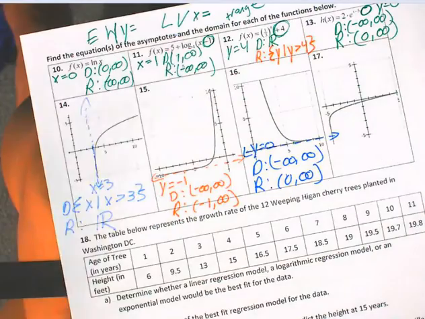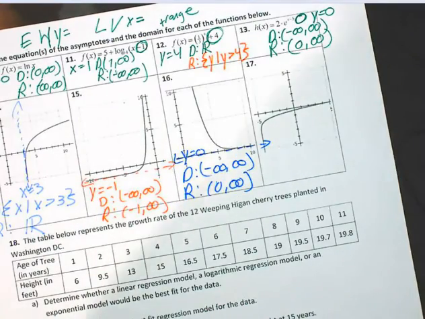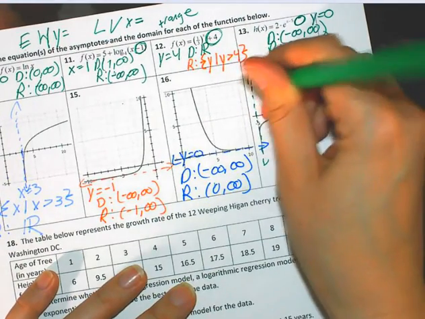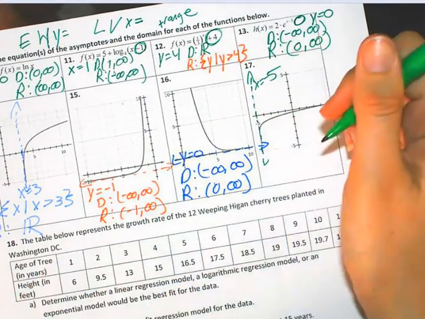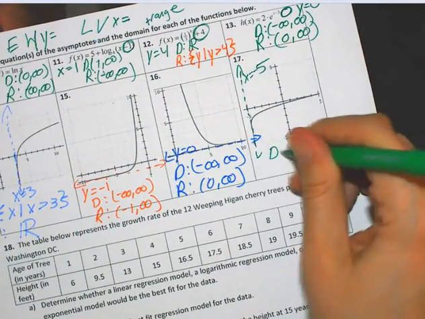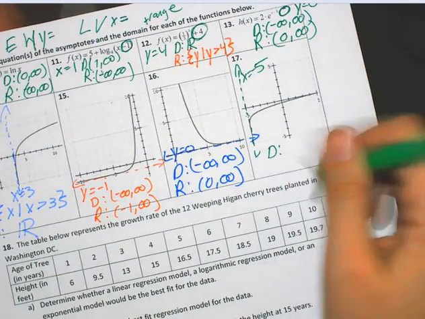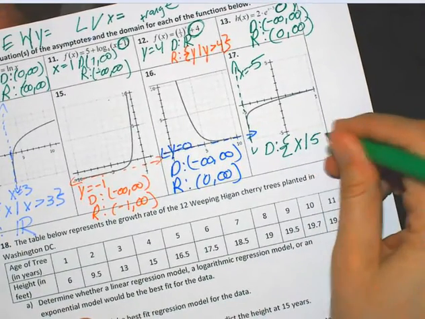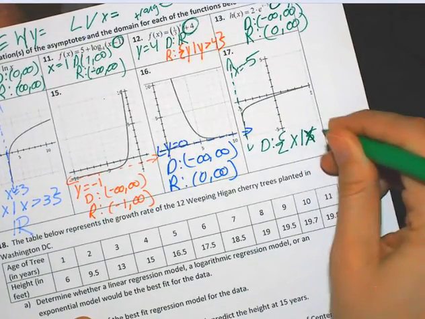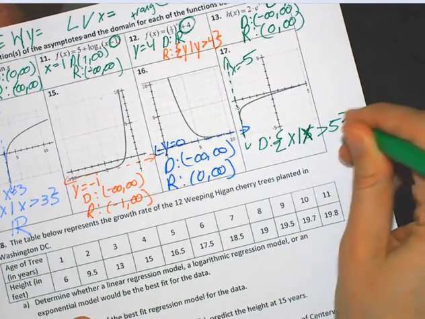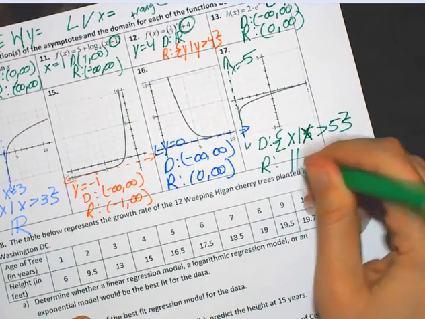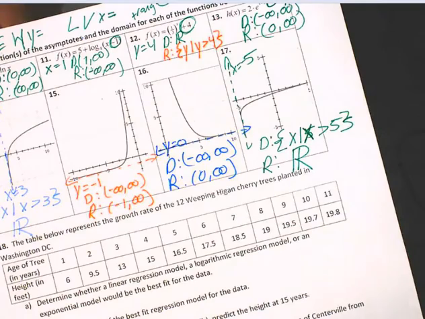All right, last one. I see that I have a vertical asymptote at x equals -5. So my domain, we'll write this in set builder notation again, is going to be curly bracket x such that x is greater than -5. And then my range is going to be all real numbers. Okay. All right, next section.